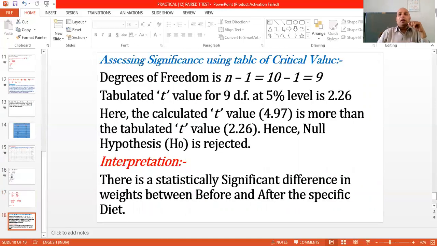Then assessing significance using the table of critical values, degrees of freedom is 9. The tabulated t value for 9 degrees of freedom at the 5% level is 2.26. Here the calculated t value of 4.97 is more than the table t value of 2.26. Hence the null hypothesis is rejected. Then the interpretation: there is a statistically significant difference in weight before and after the specific diet. Thank you very much.